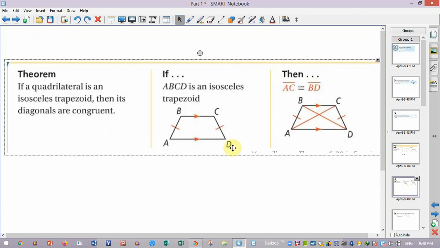Also, if we have an isosceles trapezoid, the two diagonals are congruent. Which diagonals? AC and BD, they are equal in length.